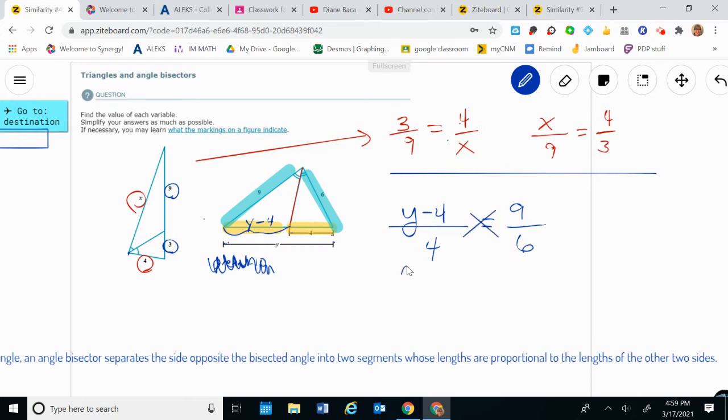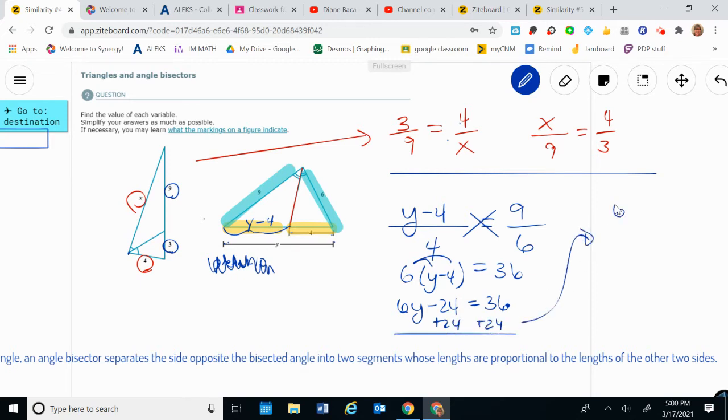Cross multiply, so you get 6 times y minus 4 equals 36. Now distribute. So now you're just doing your algebra 1 problem. Okay, add 24 to both sides. And you get 6y equals 60. So y is equal to 10 because 6 times 10 is 60. All right, is that what they asked you? Yes, it did. They said find the value of the variable. So yeah, there you go.